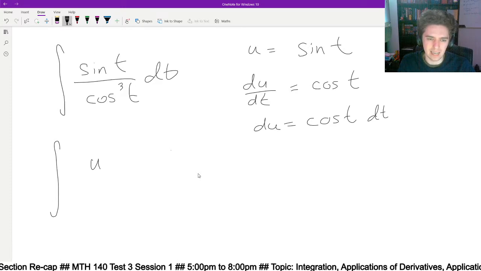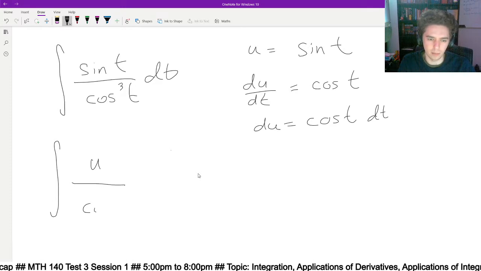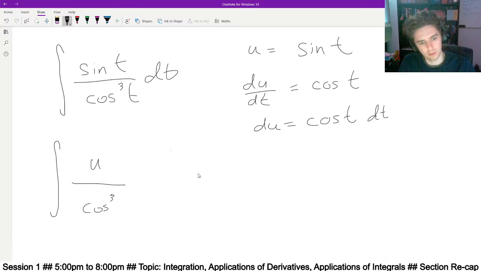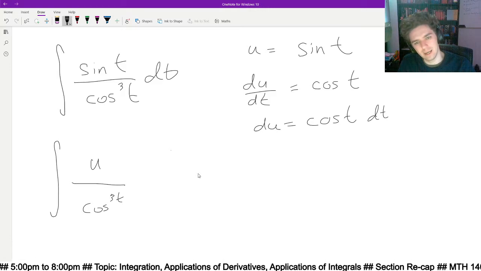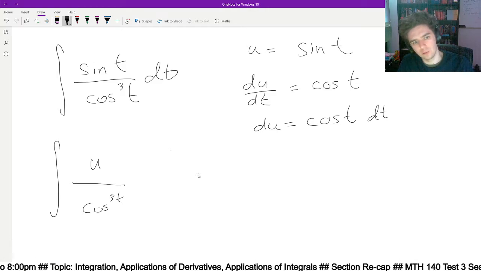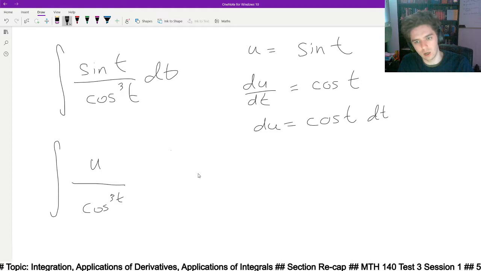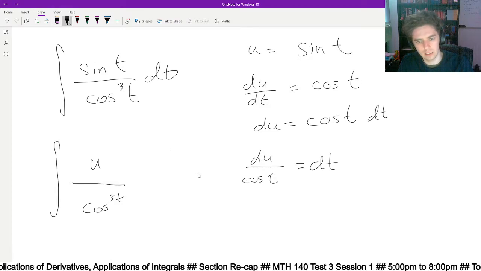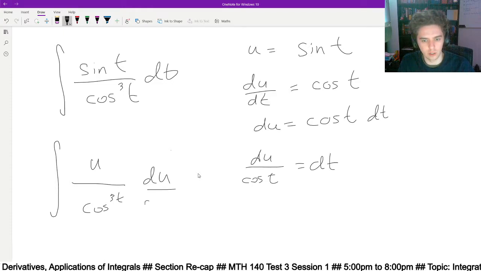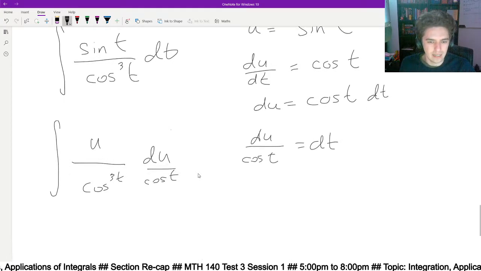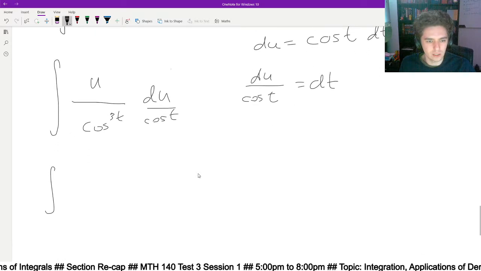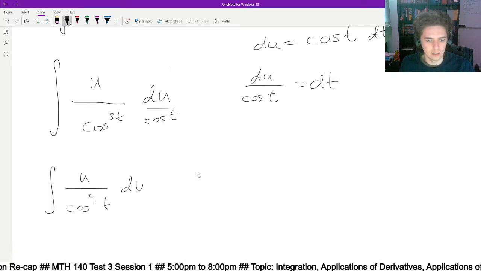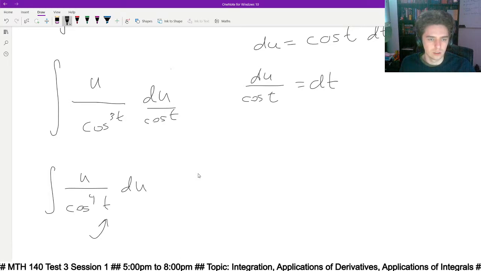But I can't do anything with the bottom, right? I can say cos cubed t, and then I want to replace dt as well, so I can maybe move that cos t over. So du over cos t equals dt. So I could put a du over cos t. But now all I have is u over cos to the power of 4 t du. And I still have a t there. So that substitution didn't work.